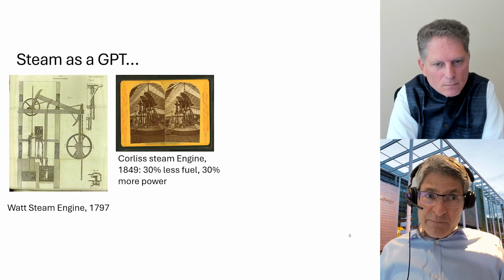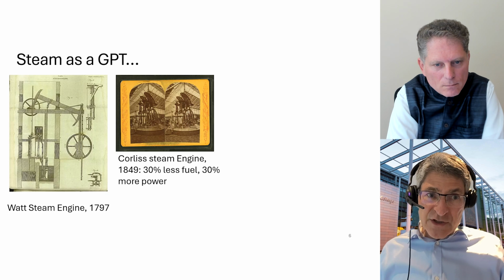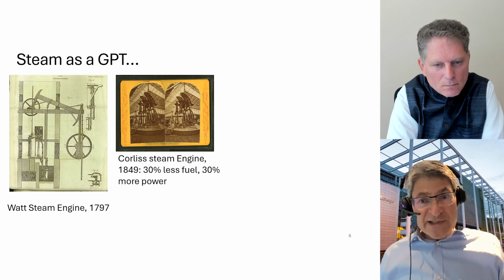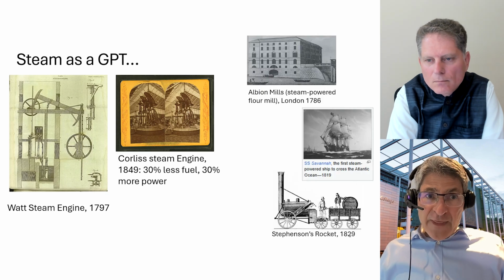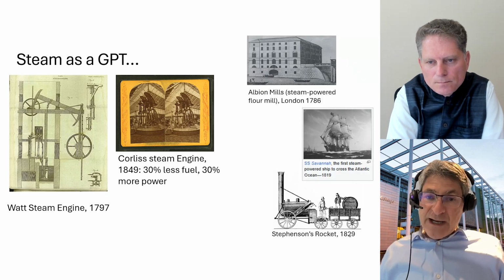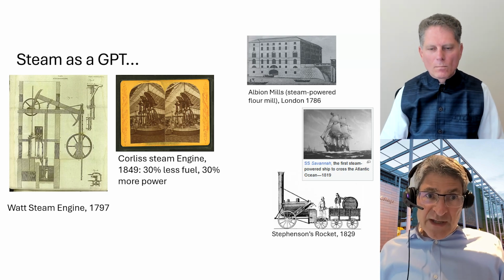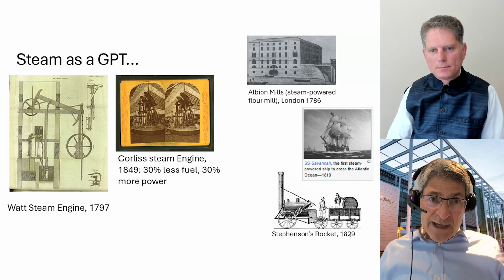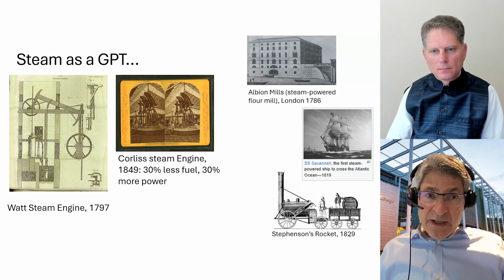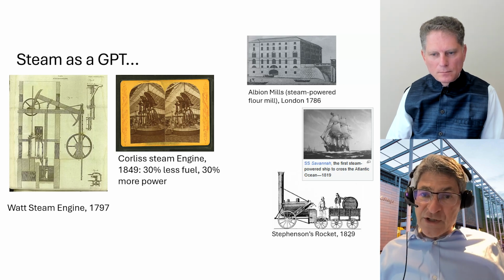Of course, there was tremendous technical progress in the steam engine itself. So this is an American invention, the Corliss steam engine, which was still a steam engine, but used much less fuel and much more power. And then, of course, steam was spread out to the whole of the economy. So this is the general purpose technology notion. There's a steam-powered flour mill in London, just a few miles from where I am now, a steam ship, and, at least famous in the UK, a steam railway engine as well. So that was the implementation of it.